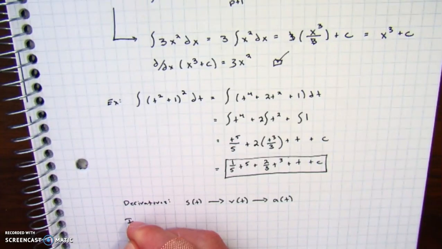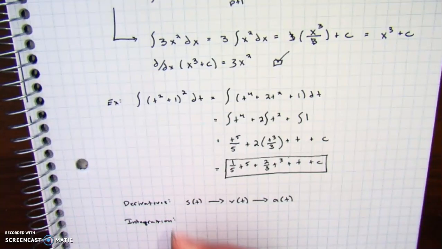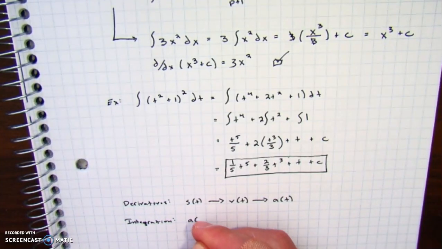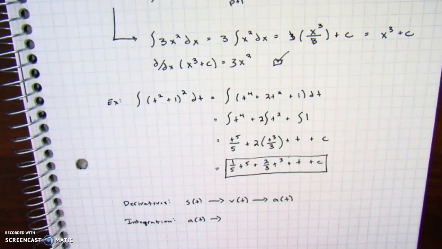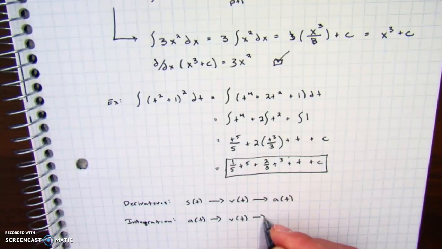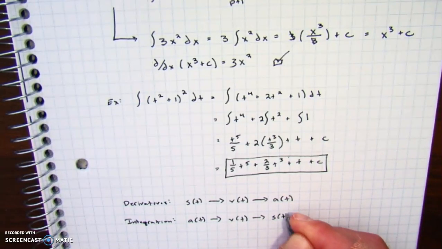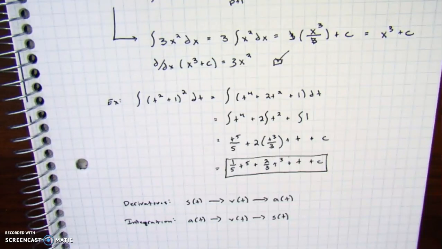So if you do integration, if you start with your acceleration, you take the integral of that, you'll get your velocity. You take the integral of that, and you get your position function. This is just how you can move back and forth. Now you kind of have the complete picture. You can move from position to acceleration to velocity really easily, just using derivatives and integration.